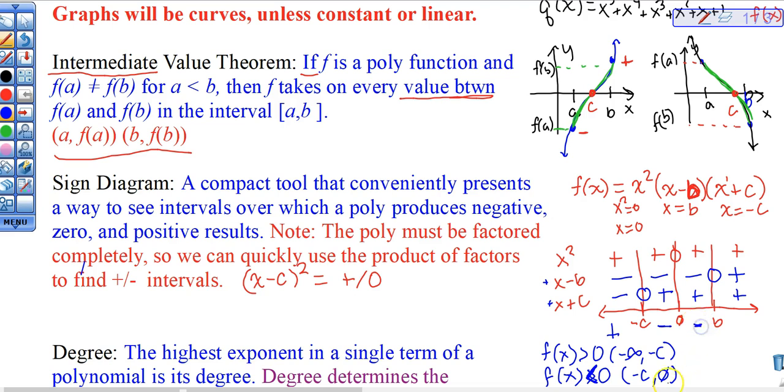A negative. So also we get another negative output from 0 to b. And then in our last interval, we get a positive. So after b, we're going to be going above the graph, or to positive results. So this is just a product table. We just multiply all these signs and figure out when we get positive products and negative products.